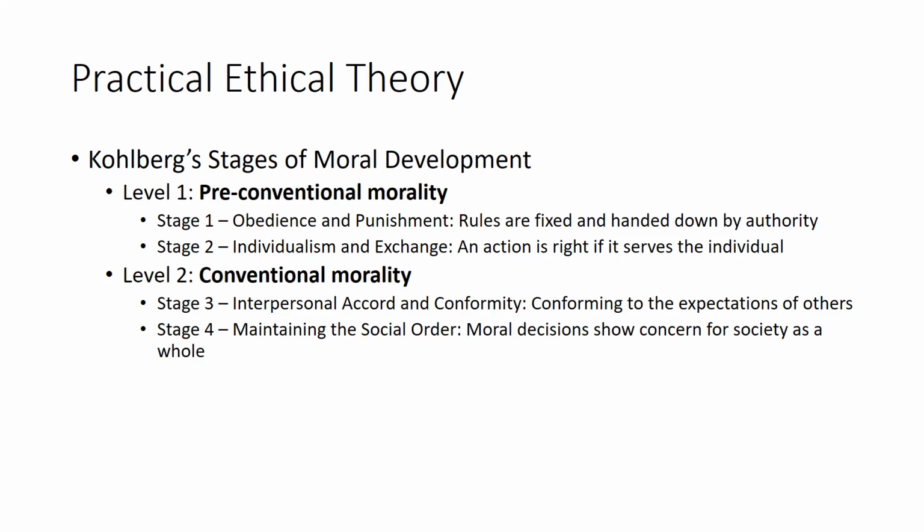Okay, stage 4 is maintaining the social order. Now we're talking about moral decisions that show concern for society as a whole. What's good for the collective? Okay, is this something that's good? You may say, well, what do you mean by that? Okay, how about a federal government safety net? Okay, with Medicaid and food stamps and all that kind of thing. Okay, we are a rugged individualistic culture where people earn what they get. So anything related to that social order, that safety net, moral decisions, you're showing concern for society.